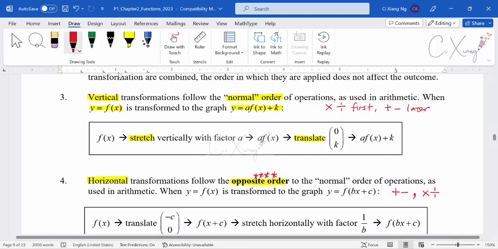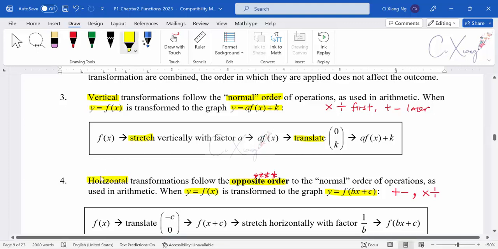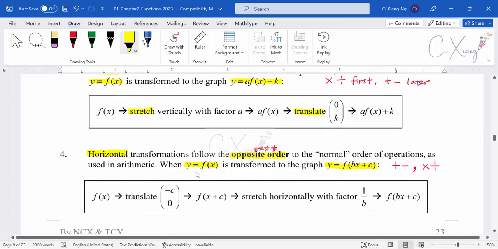Okay, so as an example, if I have the original function y equals f(x), and I transform it into y equals f(bx + c). So you can see that here, I multiply the b inside the basic function, and I have a plus c inside the basic function. So what is the correct order for these two horizontal transformations?